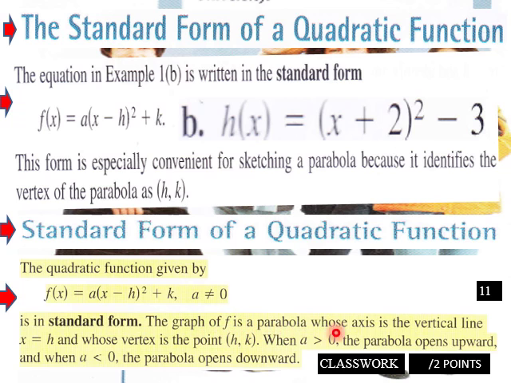The graph of f is a parabola whose axis is the vertical line x equals h, and whose vertex is at the point h, k. Where a is greater than 0, the parabola opens upward, and when a is less than 0, the parabola opens downward. So you can tell which way it opens by your a. In this situation here, it would be positive 1, so it opens upward.